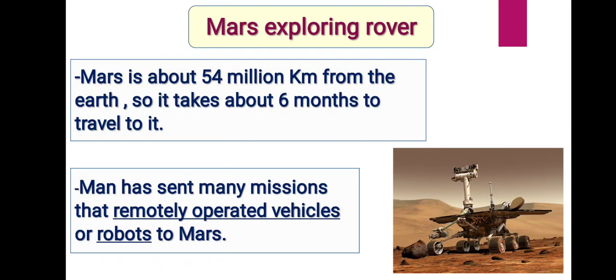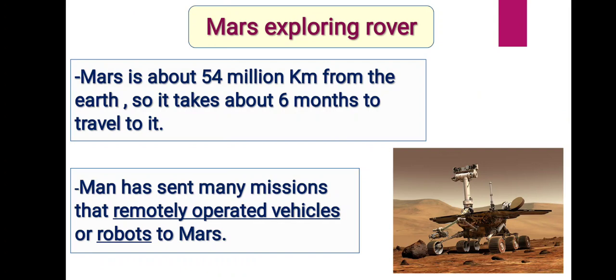After that, let us start talking about the Mars exploring rover. Do you know the planet Mars? Around the sun, there are 8 planets that move around it. There is planet Earth, which we live on, and there is another planet called Mars. The Mars planet is very, very far from the Earth.